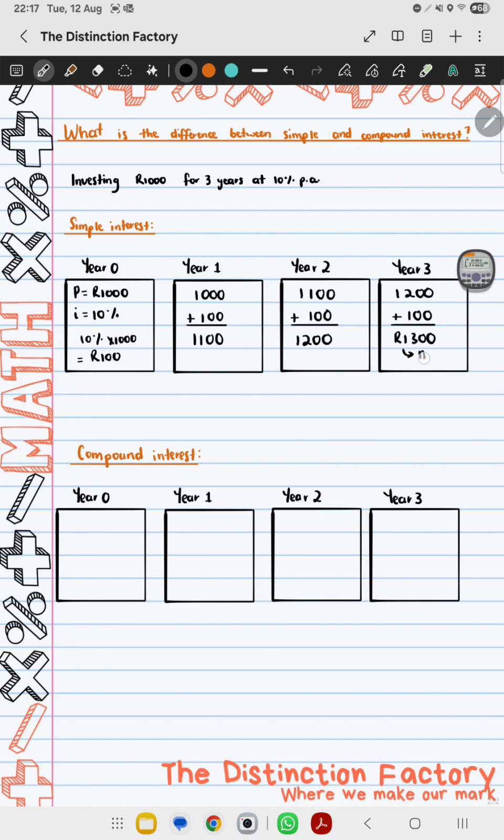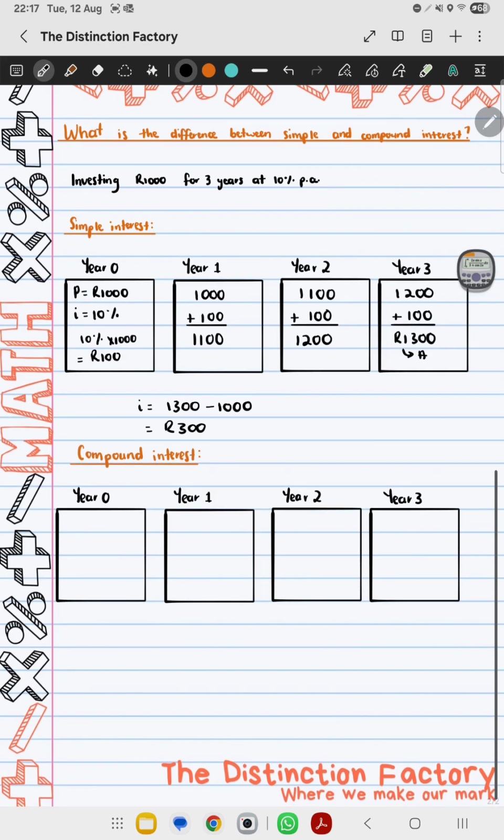This is considered our A value. The interest that we have collected over these 3 years would then be 300 Rand. How did I get to that amount? I took my final amount of 1,300 and I subtracted whatever I initially put in, which was 1,000 Rand, giving us 300 Rand interest that was collected in the investment.